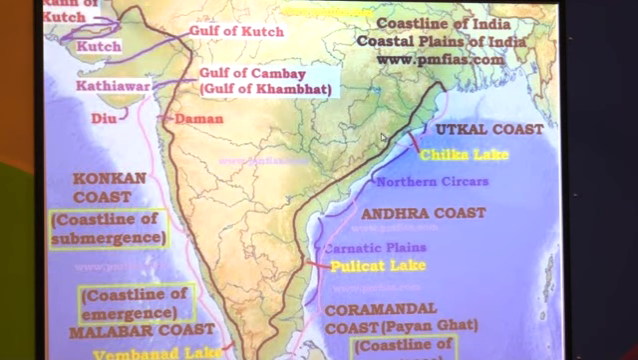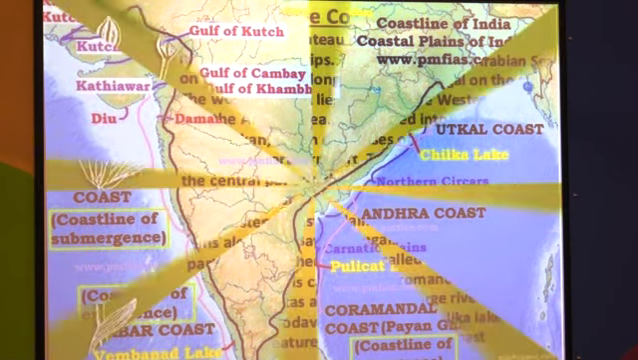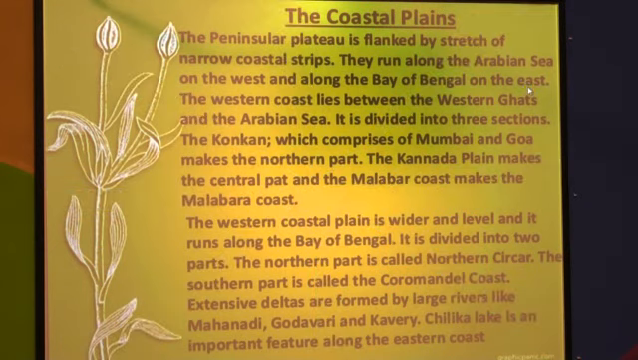So students, this is the map, see this image in the map, it is very clear. This is the western coastal plain and here the eastern coastal plain. See in detail, the peninsular plateau is flanked by a stretch of narrow coastal strip. They run along the Arabian Sea on the west and along the Bay of Bengal on the east.